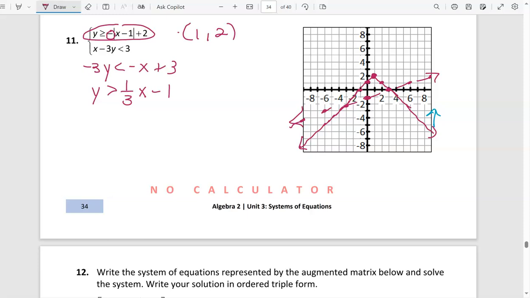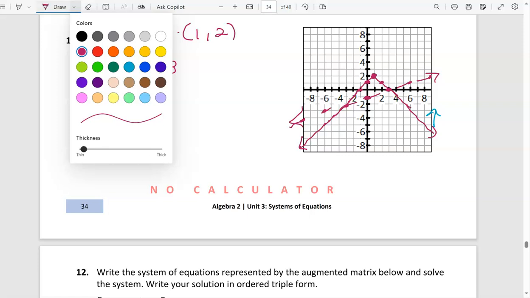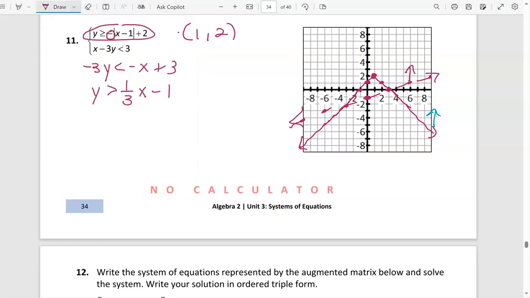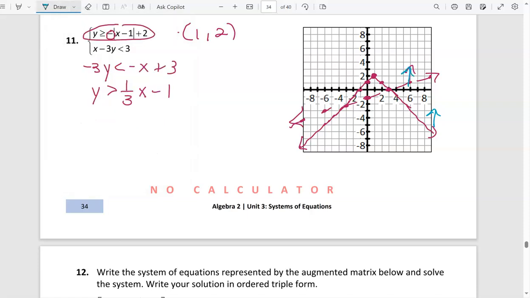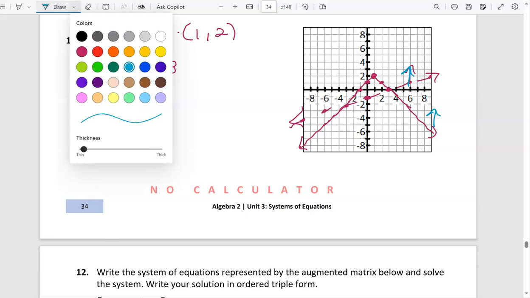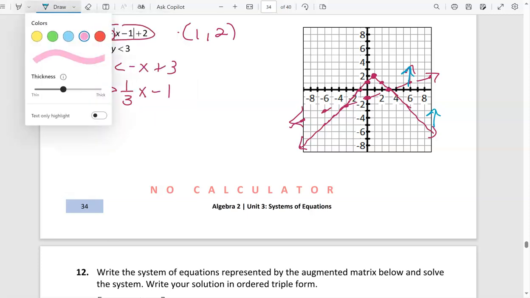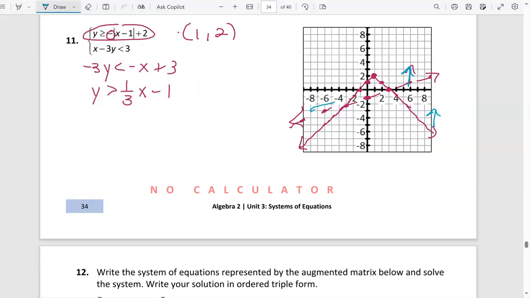And we're shading above that V shape, and we are also shading above that line. So above the V shape and above the line would be the area on the top of both. So let's shade that area in. My pen's not cooperating here. So that would be everything that's above both of these.